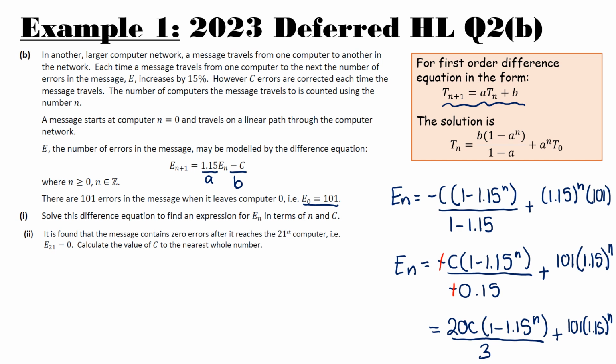So now that we have that, which is our answer for part 1, the second part then says, it is found that the message contains 0 errors after it reaches the 21st computer, i.e.